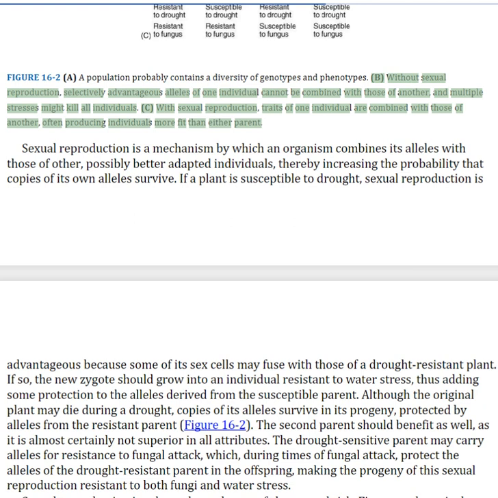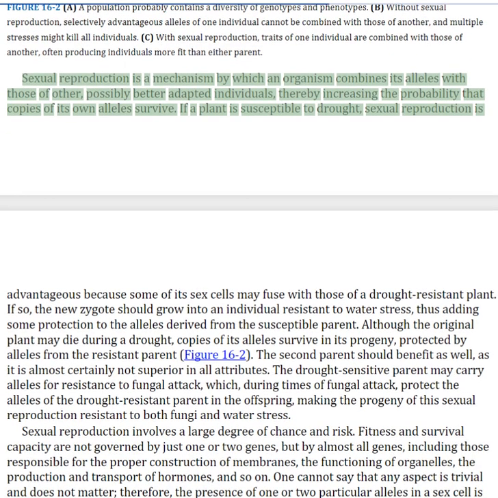Without sexual reproduction, selectively advantageous alleles of one individual cannot be combined with those of another, and multiple stresses might kill all individuals. With sexual reproduction, traits of one individual are combined with those of another, often producing individuals more fit than either parent. Sexual reproduction is a mechanism by which an organism combines its alleles with those of other, possibly better adapted individuals, thereby increasing the probability that copies of its own alleles survive.